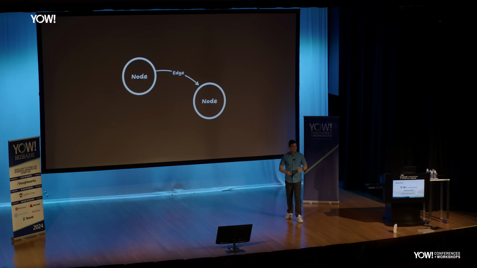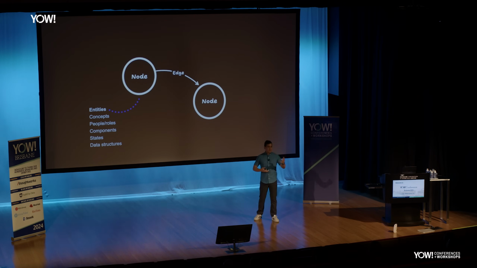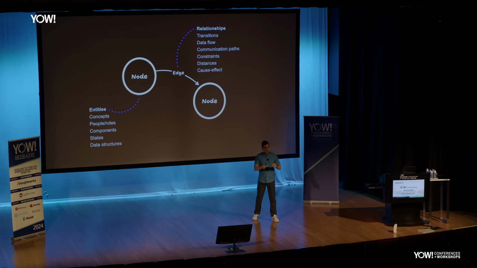So what's a graph? We have nodes and edges. So nodes are things, edges connect the things. And this is actually extremely versatile. Our nodes represent entities, which could be components, people, roles, such as organization charts, components in your system, states in a state machine, etc. And then we have edges, which describe relationships between all of these entities. So these could be state transitions, or how data flows from one entity to another, or things like constraints, distances if you're making a map, or cause and effect, like this causes that.